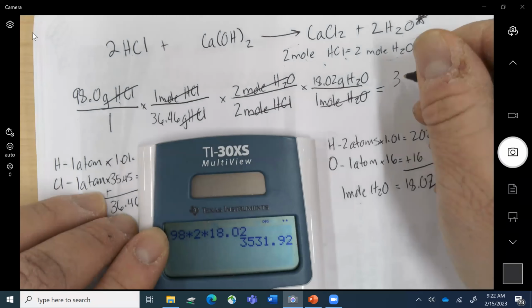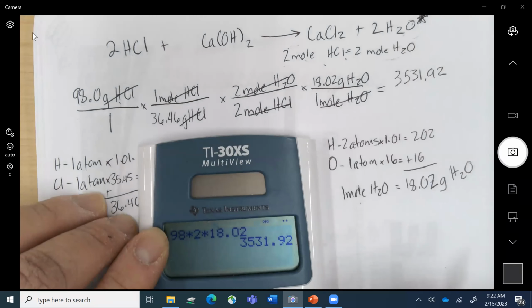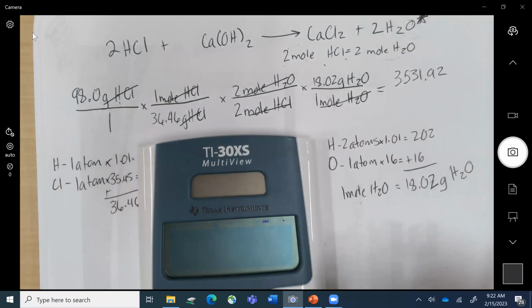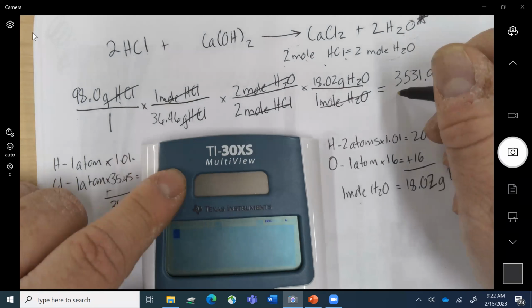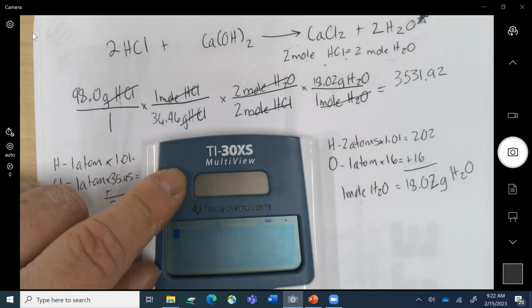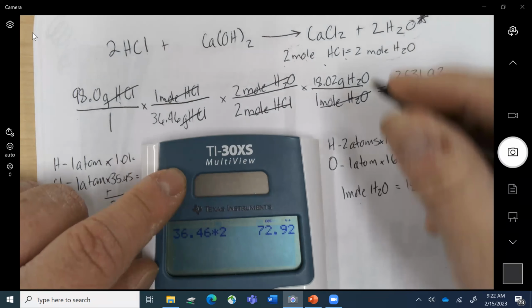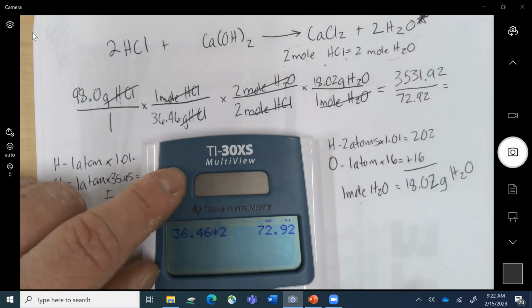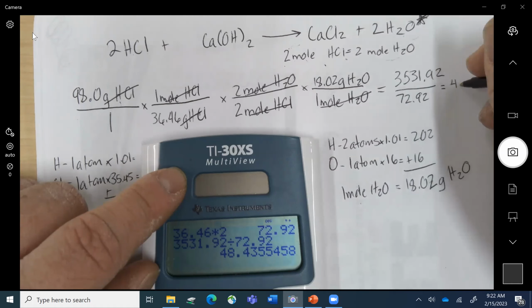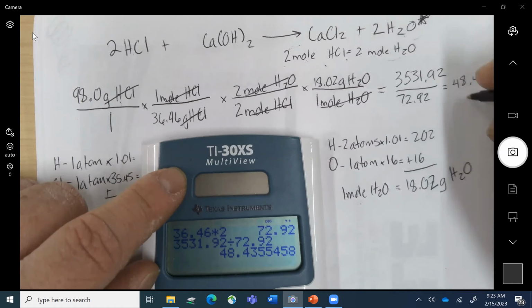That's 3531.92. And then here, 2 times that is 72.92. I better just do it instead of guess. Yeah, okay, I was right. But now I divide these two. So I'm going to do 3531.92 divided by 72.92, and you will get 48.44 grams of H2O.